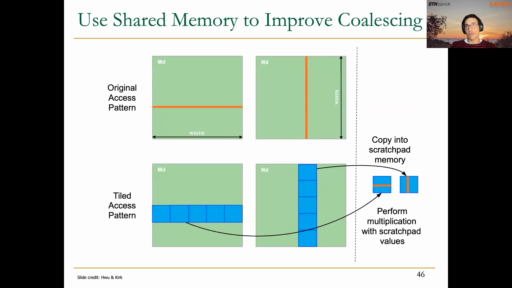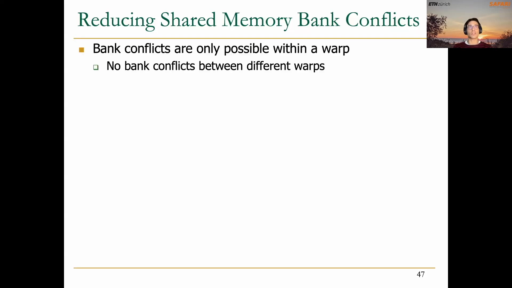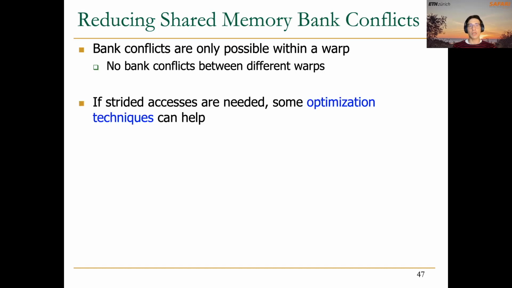So we may have bank conflicts when we access shared memory, and that's something to take into account as well when we use tiles in shared memory. We need to find ways of reducing shared memory bank conflicts. We will discuss some of these ways in later lectures, but for now, let me remind you that bank conflicts are only possible within a warp. There are no bank conflicts between different warps. We can deal in different ways with strided accesses, with some optimization techniques.